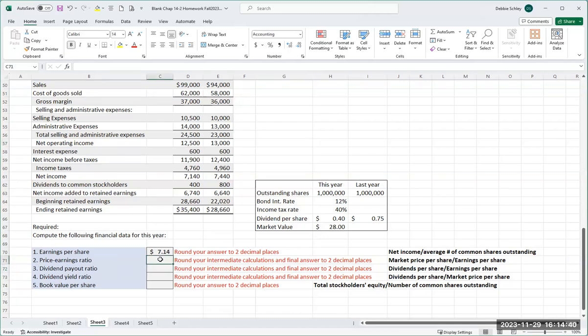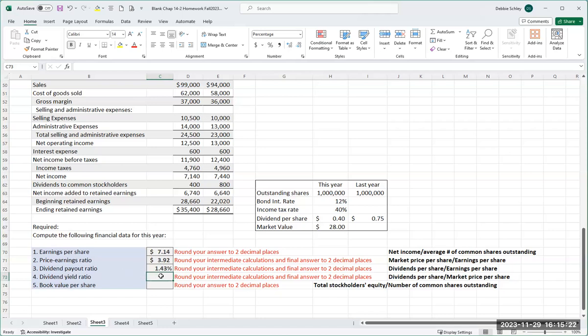Okay, price earnings ratio, market price per share, which was my market value, divided by the earnings per share that we just figured out. Dividend payout ratio equals the dividends per share this year divided by the market price per share. Oh, and I forgot to note, the first one is dollars rounded to 2 decimal places. The second one is dollars rounded to 2 decimal places. The third one is a ratio, it's a percent. And you round it to 2 decimal places.